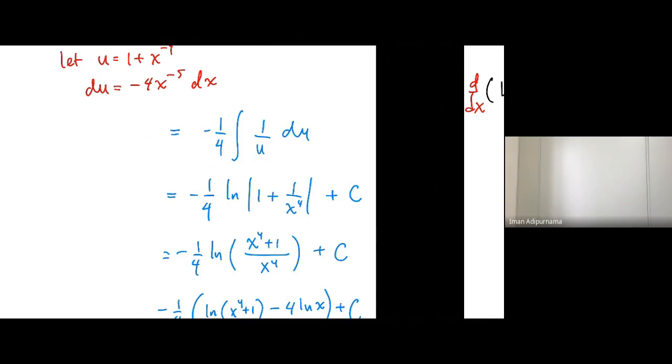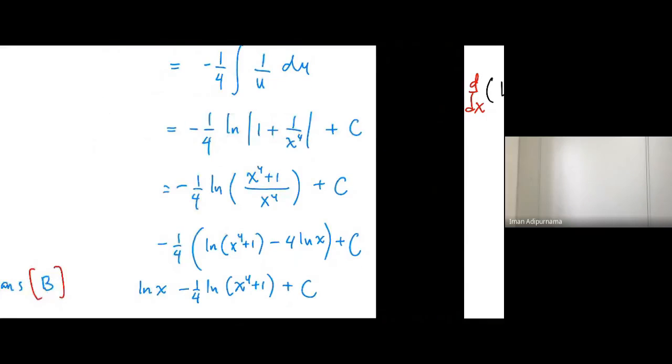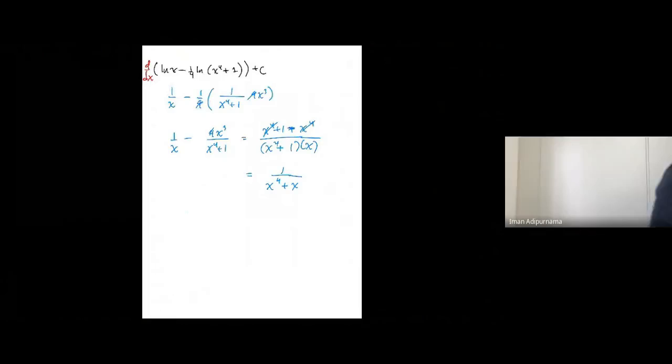And maybe you see this negative, and in your answer, the A is positive, right? So you need to rewrite the form, okay? So rewrite the form, and you get the form will be this, and the answer is B. Okay, so negative 1 over 4 ln of x to the power of 4 plus 1, plus C.